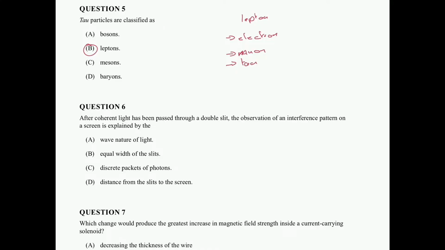But then you're going to have the electron neutrino, and you're also going to have the muon neutrino and the tau neutrino. So you're going to have those 6 different types of leptons.